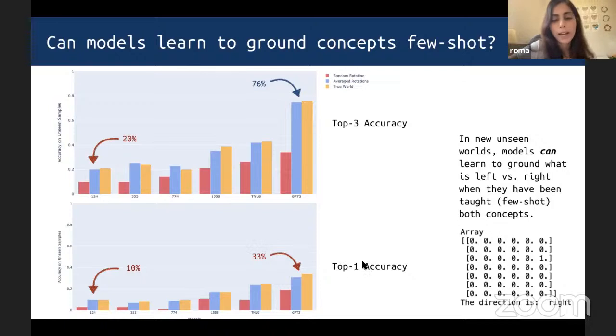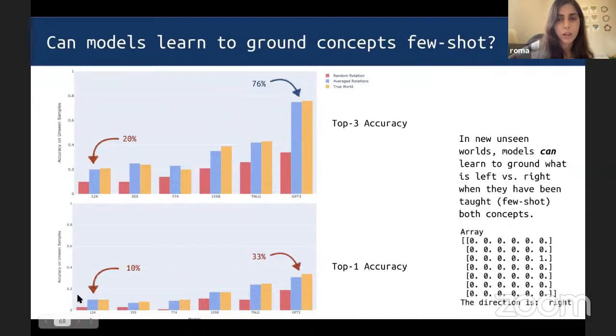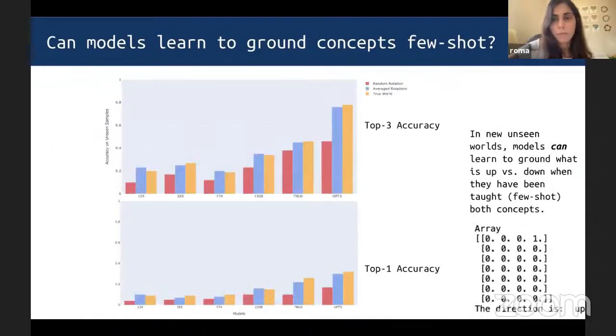However, when we look at the top one accuracy, we see that the model accuracies are far lower. However, the GPT-3 model is still slightly higher than some of the others. And we look over some example generations of the models later, because those are quite fun to look at.